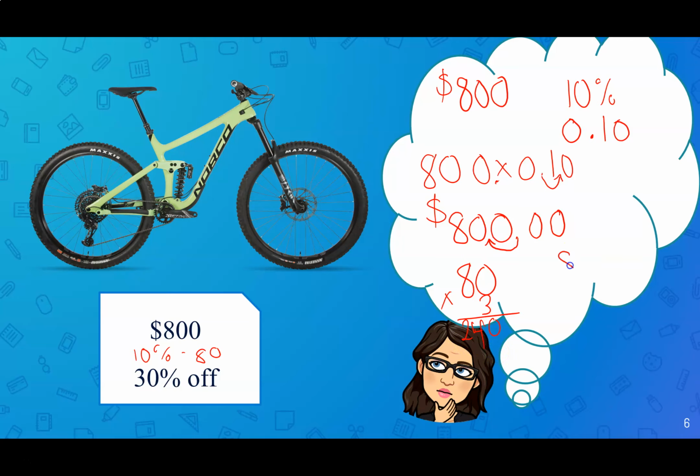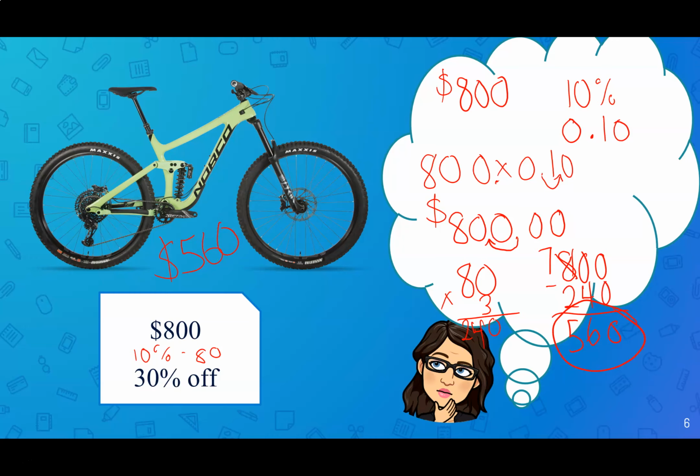So the price I would pay will be 800 minus 240. 0 minus 0 is 0. 0 minus 4, that I can't do. I need to borrow. That becomes a 7, and we have 10 minus 4 is 6, and 7 minus 2 is 5. So the price I would pay for this bike with the sale is $560.